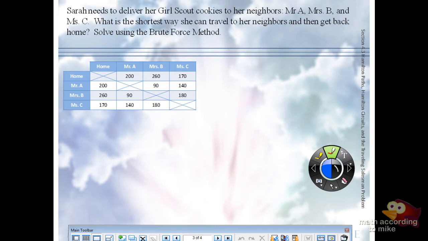Sarah needs to deliver her Girl Scout cookies to her neighbors, Mr. A, Mrs. B, and Ms. C. What is the shortest way she can travel to her neighbors and get back home? Solve using the brute force method. All right, don't mind if I do.